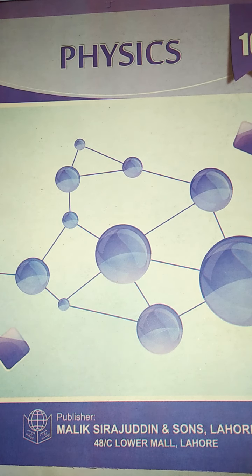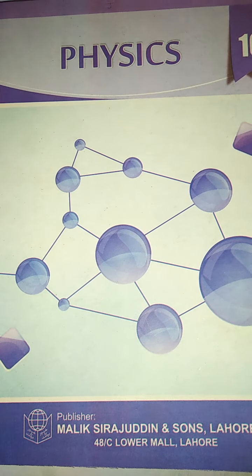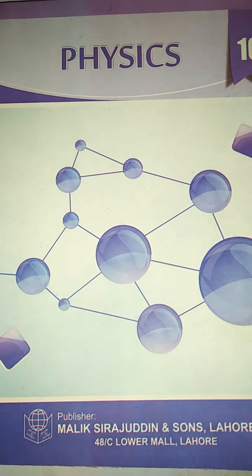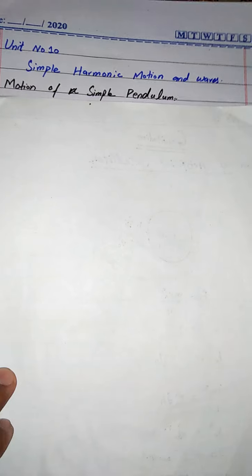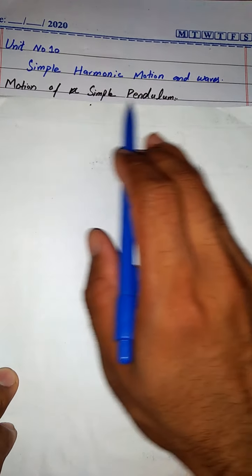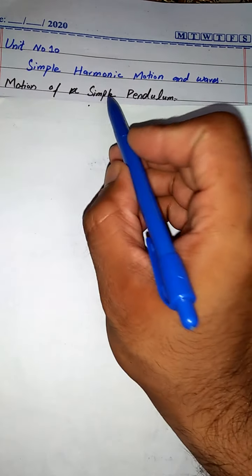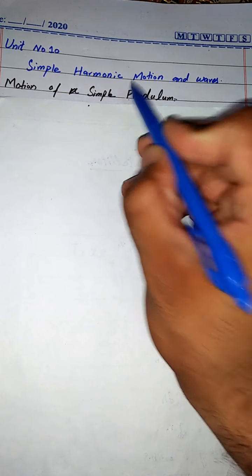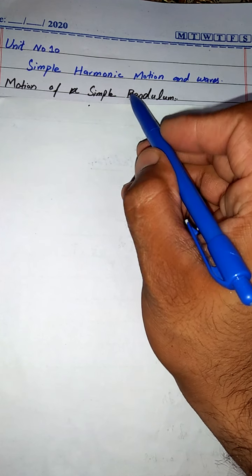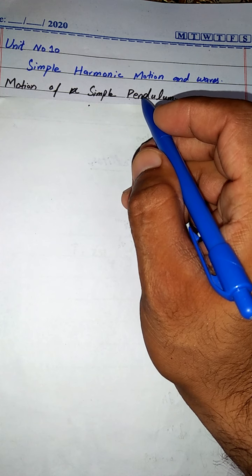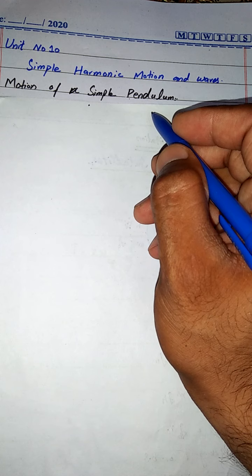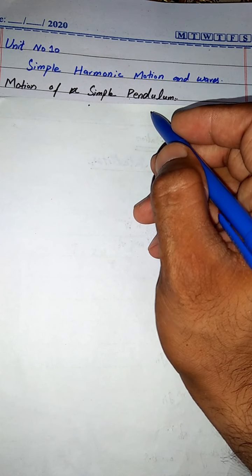Today our topic is simple harmonic motion, and we will discuss how simple harmonic motion can be shown by a simple pendulum. Here is our topic, motion of a simple pendulum. First I will tell you about the simple pendulum. A simple pendulum consists of a small bob of mass m suspended from a light string of length L fixed at its upper end.